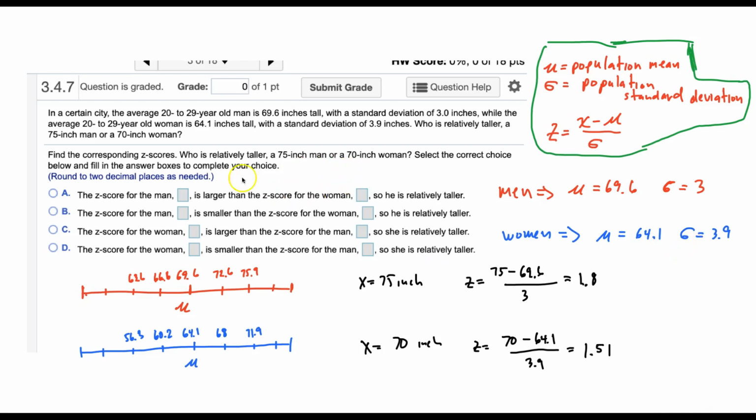Now, in the context here, we want to calculate z-scores for a man who's 75 inches and a woman who's 70 inches. And by z-score, we mean a measure of position. It measures something. So with respect to this, we calculate the z-scores using this formula. You take the x value and measure how far from the mean you are, divided by the standard deviation. So a z-score is a measure of how many standard deviations you are away from the mean.